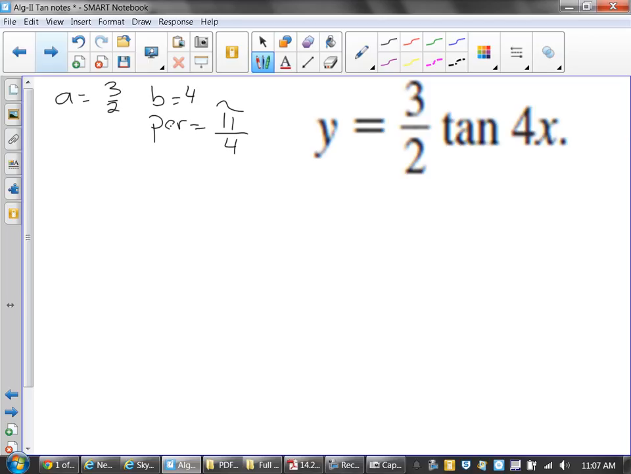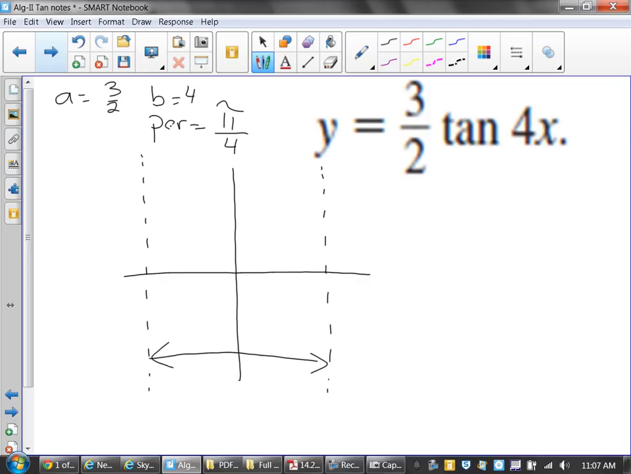So when I go to make my graph, one suggestion: when you make tangent graphs, make them a little bit wider than what you think you're going to, because you have the extra points you're going to put in between them. Especially when you do the shift, just make it a little bit bigger than you need to. I know that the distance between here and here is going to be pi over 4.